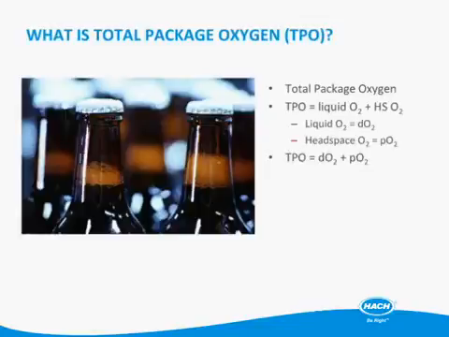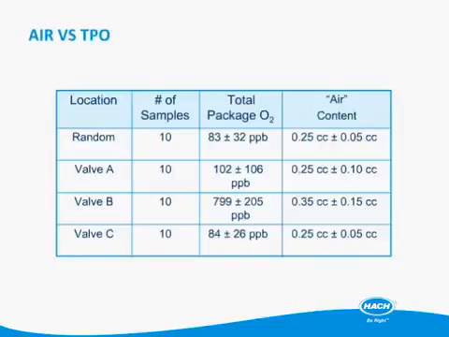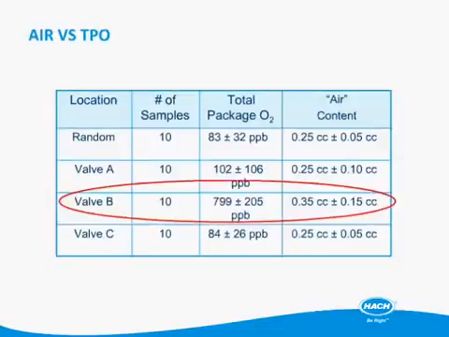If we take that total package oxygen content and we compare it to air versus TPO, what we see is that you can have air contents with really, really different total package oxygen. So if we look at valve B, or really hone in here on valve B, what we see is that we had an order of magnitude higher total package oxygen from bottles off of one filler valve. So we had a filler valve, 10 samples, 800 parts per billion, versus the rest of the filler where we were getting numbers closer to 80 parts per billion. But look at the air content. It didn't really change. We had 0.25 in the 80 to 100 ppb packages and 0.35 in the 800 ppb package.